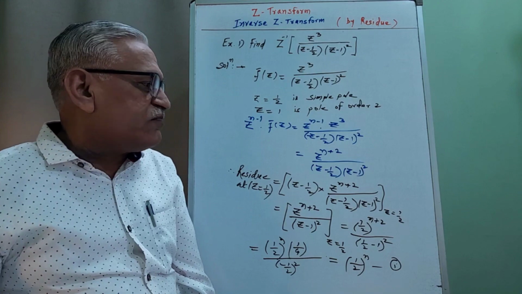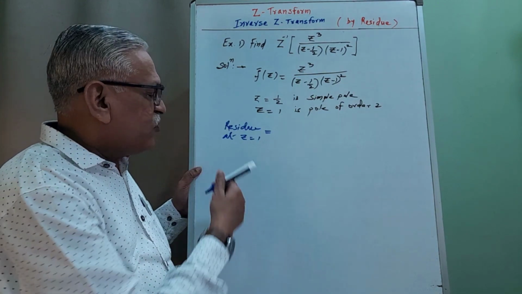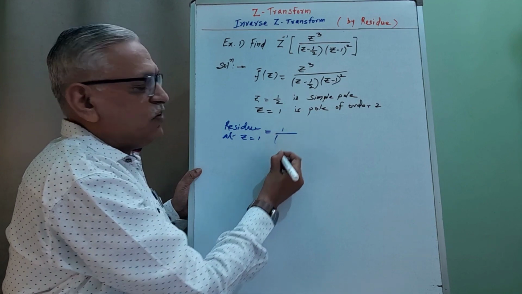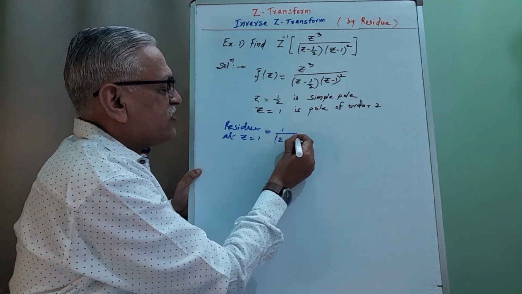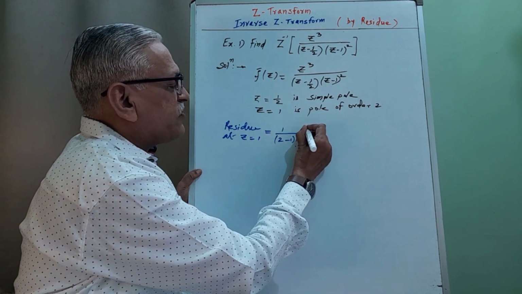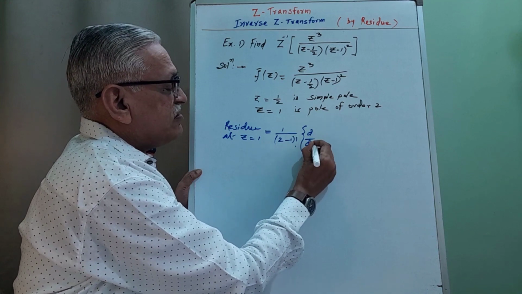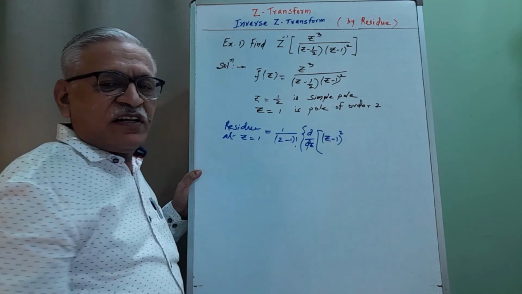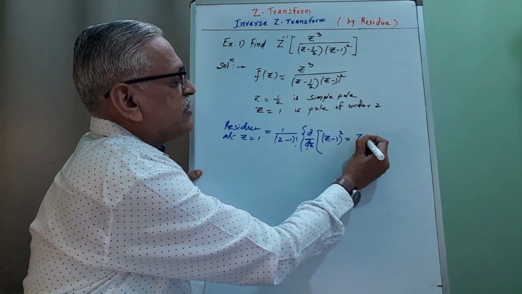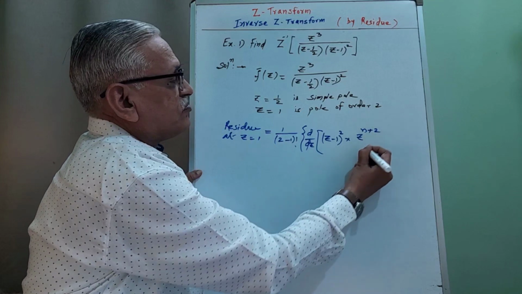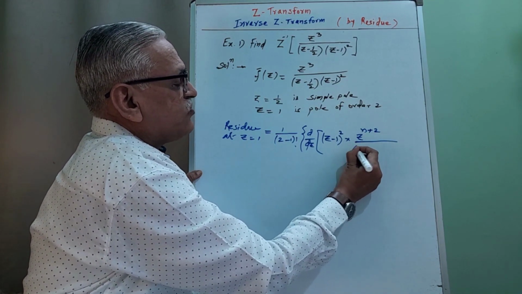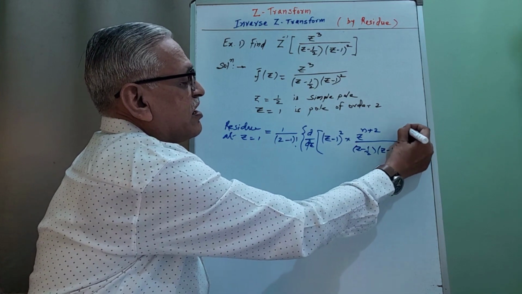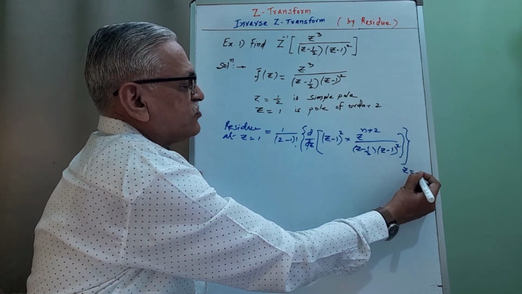Then we try to find the residue at the second pole, Z equals 1. As it is a pole of order 2, we have to apply the second formula. As per that formula, it is 1 upon (m minus 1) factorial, that is (2 minus 1) factorial, which means 1 factorial, and the same order derivative, d by dz of (Z minus a) whole raised to m, here (Z minus 1) whole raised to 2, into that term Z raised to n plus 2 divided by (Z minus 1 by 2) into (Z minus 1) whole square, and after finding the derivative, its value at Z equals 1.